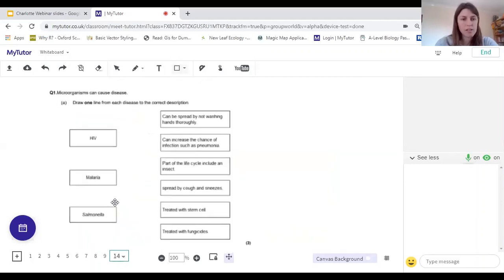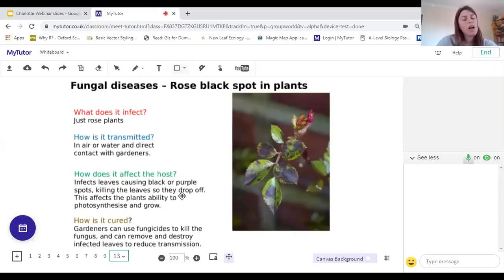Okay, that is everything for today. Any more questions about fungi? And then we'll move on and do some past paper questions so you can see how this will apply in exams.